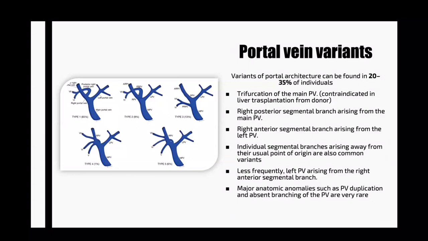Or we can have the right posterior segment arise directly from the main portal vein, or the right anterior branch arise from the left portal vein. Regarding the trifurcation of the portal vein, its value appears in liver transplantation.